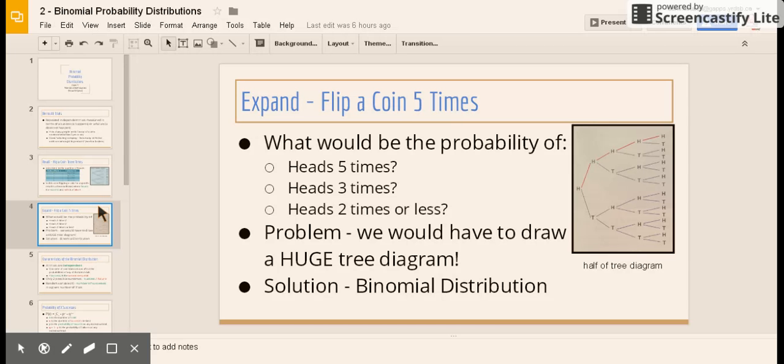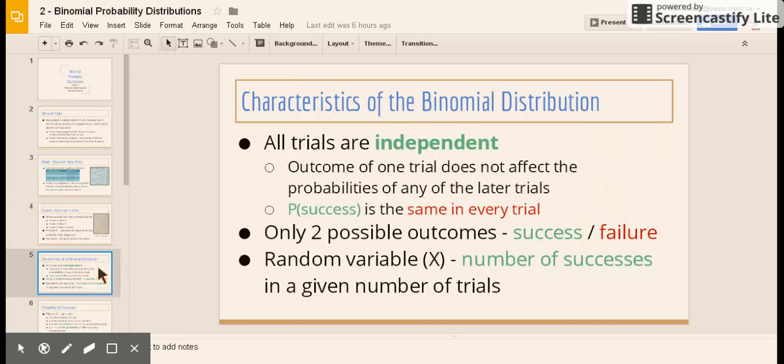It is called a binomial probability distribution, and it's going to make calculating these things a little bit easier. So the characteristics of the binomial distribution, we are using Bernoulli trials. So all trials are independent. The outcome of one trial doesn't affect the probabilities of any of the later trials. The probability of success is the same in every trial. That's part of being independent, okay?